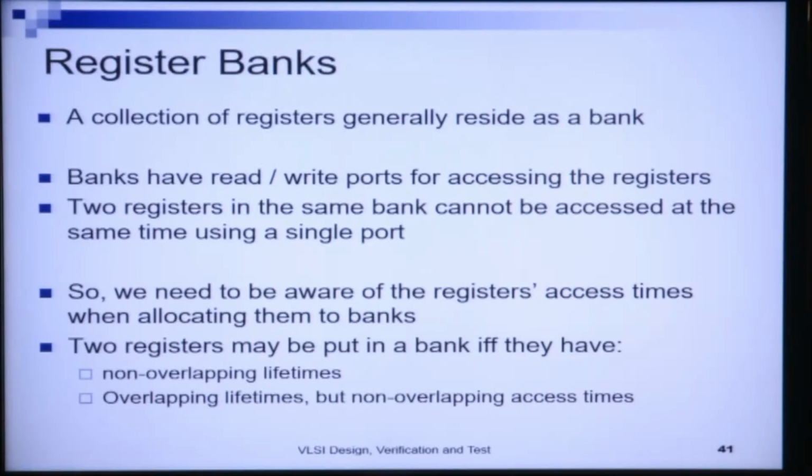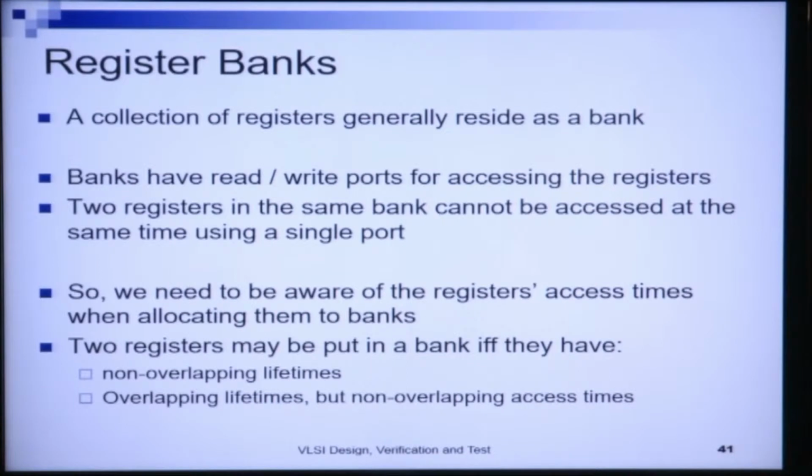Banks have read-write ports for accessing the registers. Two registers in the same bank cannot be accessed at the same time using a single port. So if you have two registers in the same register bank, you cannot access both the registers at the same time using a single port. So you need to have multiple ports in the register bank for multiple accesses to registers in the register bank. Therefore, we need to be aware of the registers' access times when allocating them to banks.